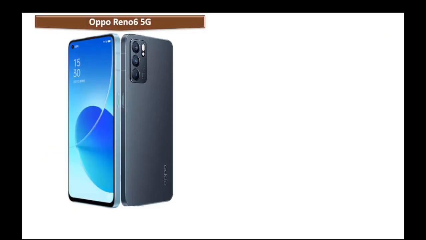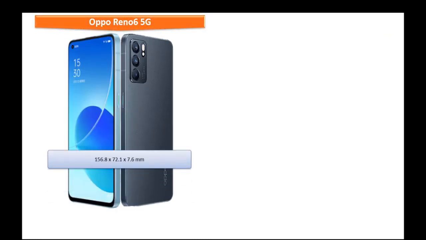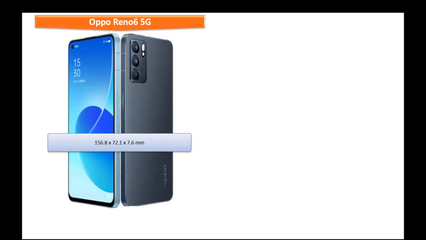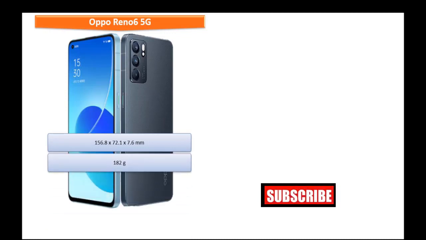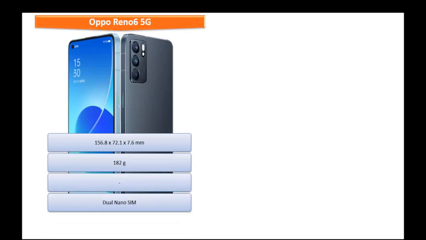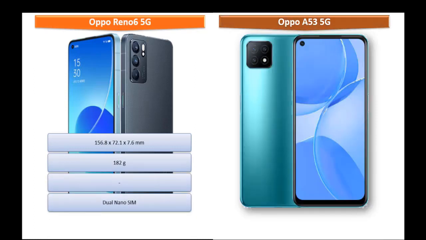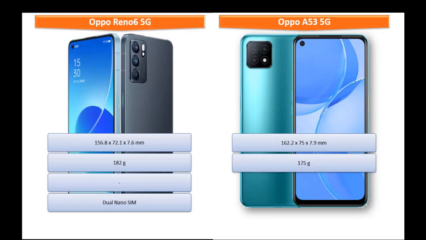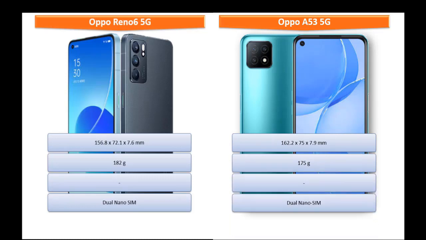Oppo Reno6 5G comes in dimensions of 156.8 by 72.1 by 7.6 mm of height, width and thickness and 182 grams of weight with a dual nano SIM option. Whereas Oppo A53 5G measures 162.2 by 75 by 7.9 mm of height, width, thickness and 175 grams of weight with dual nano SIM support.